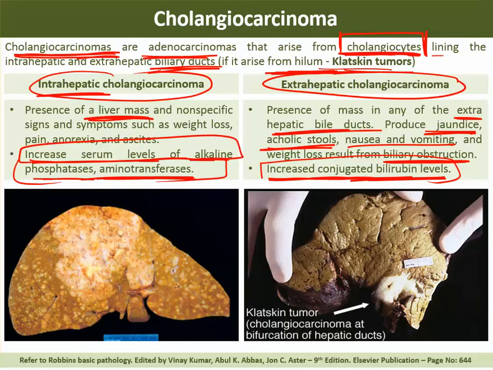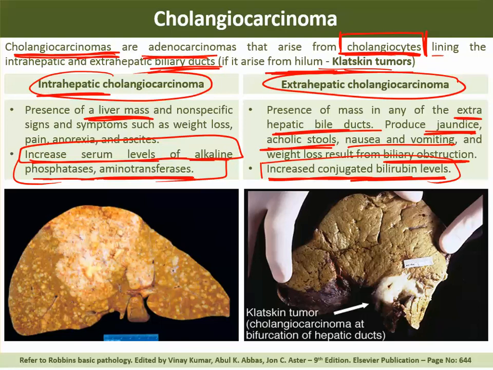Once again, I will tell you the most important feature in this slide. These are malignant tumors that arise from the cholangiocytes. The cholangiocytes are the cells which line the bile duct. What is the cell name? Cholangiocytes. You know the bile duct is inside the liver as well as outside the liver. Inside the liver it is called the intrahepatic bile duct, the biliary tree, and outside, extrahepatic.